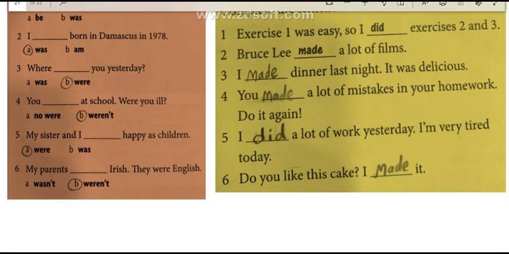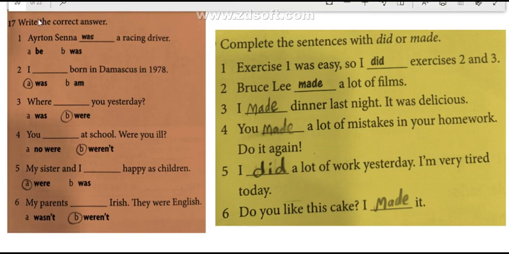Now we should choose here, write the correct answer. We should choose either A or B, the correct answer. Ayrton Senna was a racing driver because he is singular, so we put was. I was born in Damascus in 1978, because it's singular, we put was. Were you at school yesterday? Here we have you, so we put were. Were you ill? Because here we have you, so we put were.